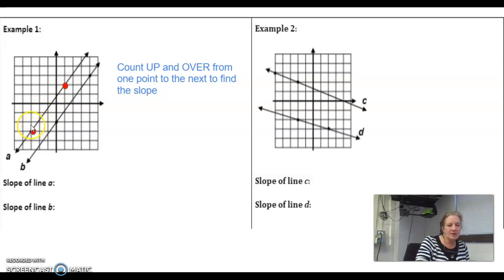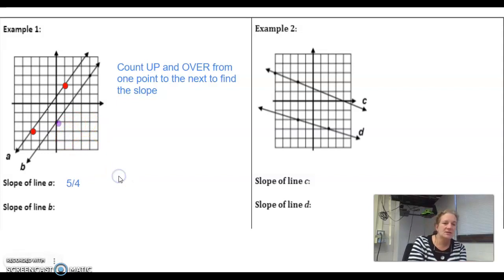So now I count up. I count up 1, 2, 3, 4, 5. And I'm counting to the right 1, 2, 3, 4. So my slope, I went up 5 over 4. It's positive because I went to the right, so it's 5/4.